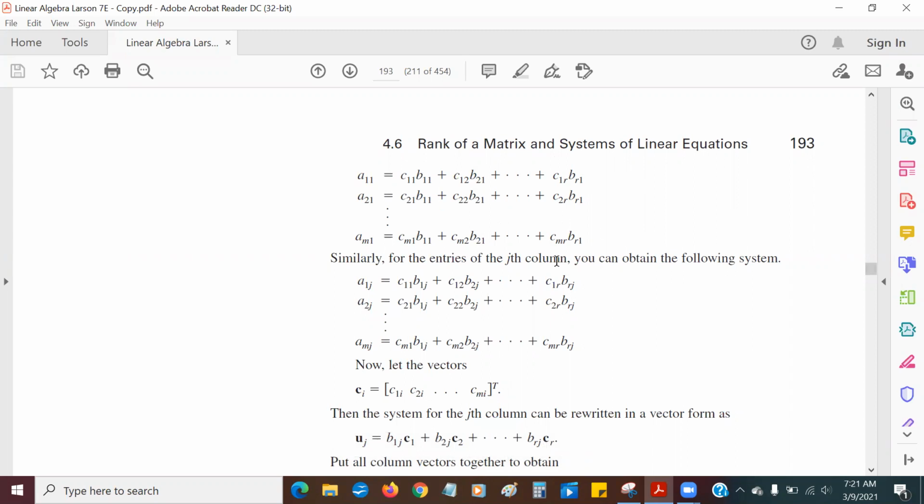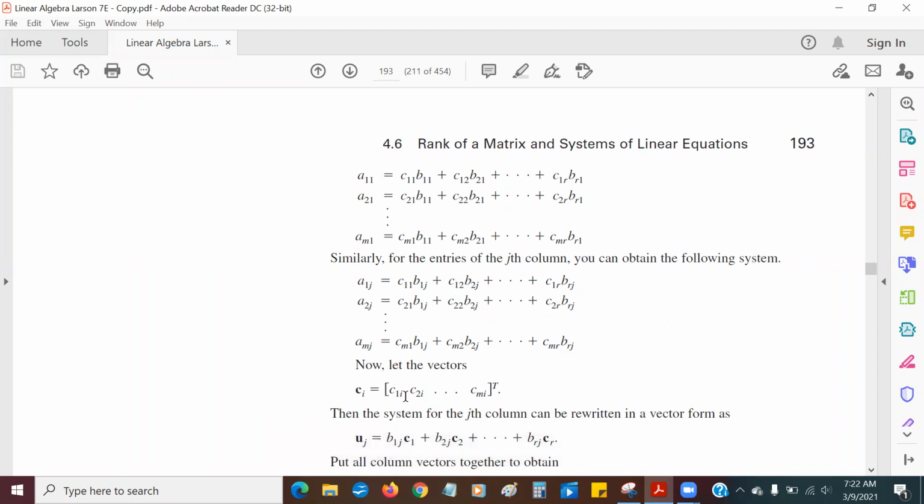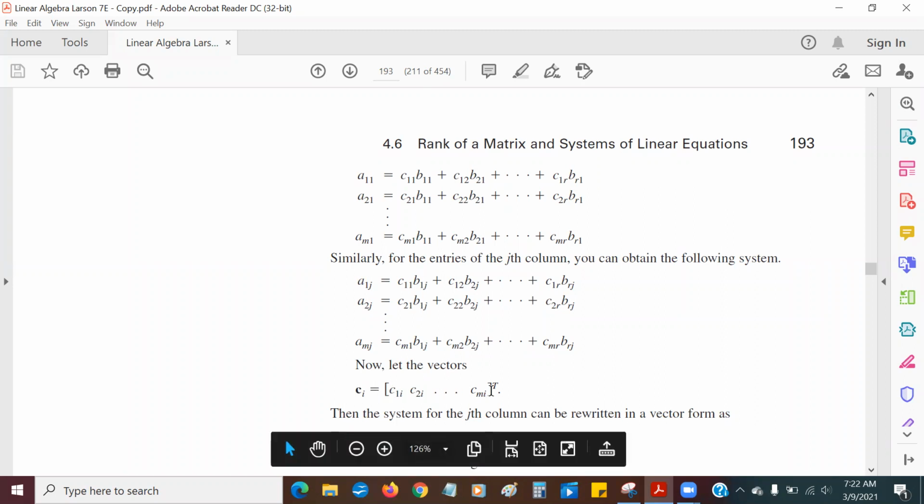And if I look at the entries for the jth column, I'm going to get A1J is C11 B1J plus C12 B2J plus C1R BRJ, and so on down the line. And now I'm going to define these vectors C. So the Cith vector is going to be, this is actually a vertical vector. That's why I have the little t, it means it's vertical, because I'm transposing it. It's C1I, C2I, up to CMI.